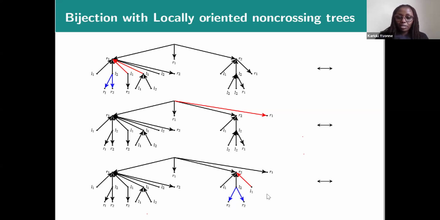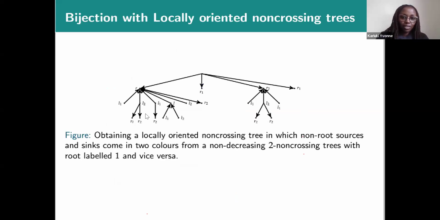And if now I just get rid of the colors, the reds and the blues, this is the final tree that we have. And this is a locally oriented non-crossing tree. And vice versa, we can maneuver back to obtain our original tree. So through the algorithm that I created for transforming these, creating a bijection mapping, that means these two sets, the set of locally oriented non-crossing trees and the set of non-decreasing non-crossing trees are counted by the same formula, which is a good result that I obtained there.